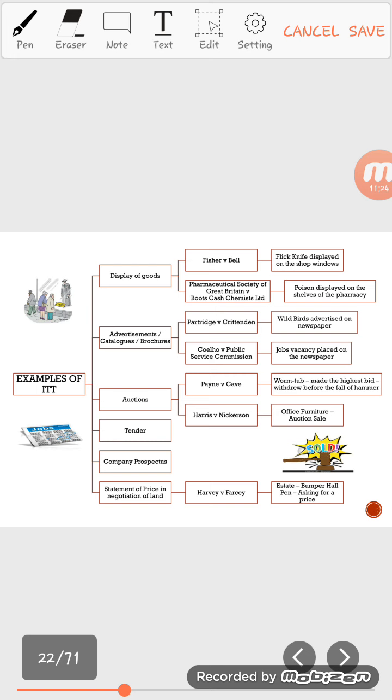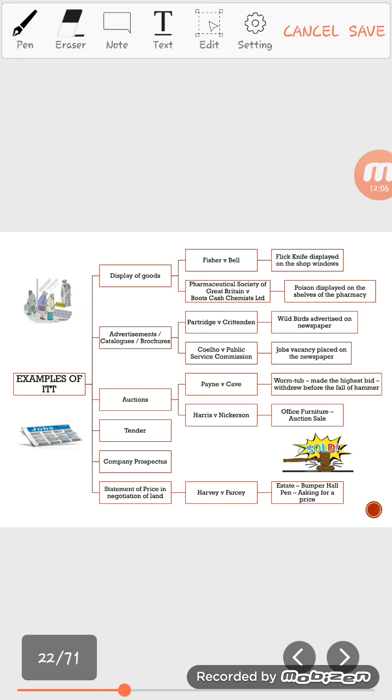And the last one, we have statement of price in negotiation for the sale of land. In the case of land, for example, sometimes one of the parties asks about the price for negotiation. And we have the case here, Harvey versus Farsi. What happened in Harvey versus Farsi? We have two parties, whereby Harvey sent a telegram to Farsi asking about the price of Bumper Hall Pen. Bumper Hall Pen refers to the estate.